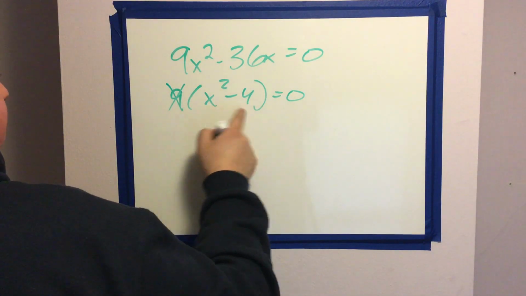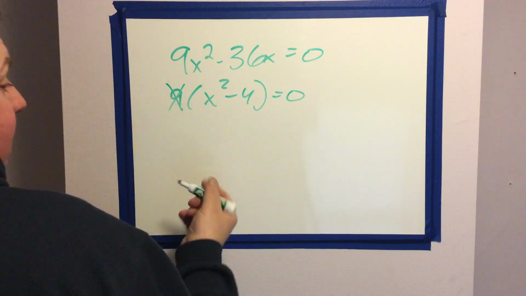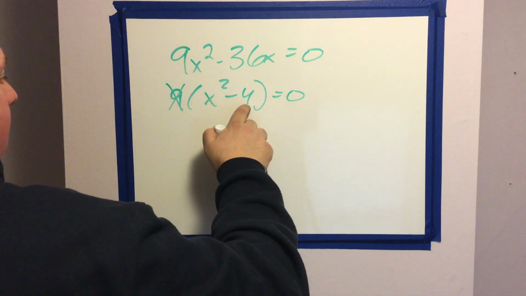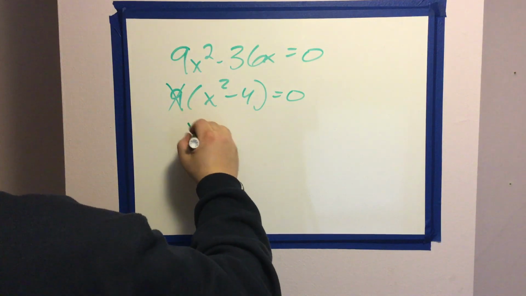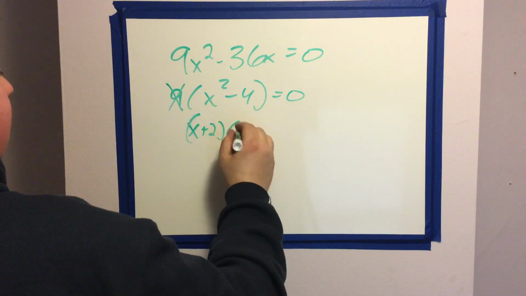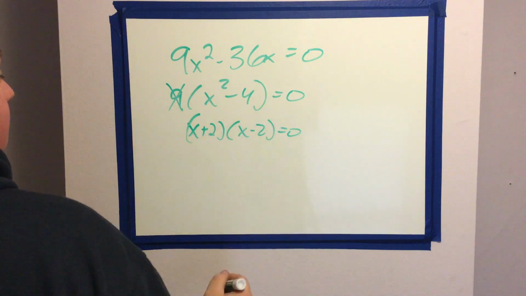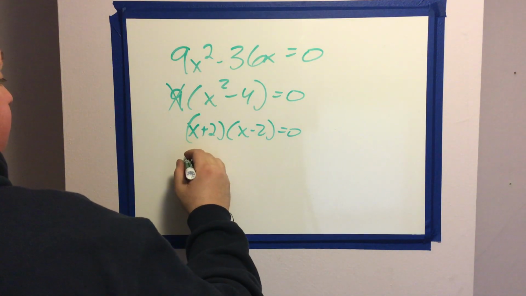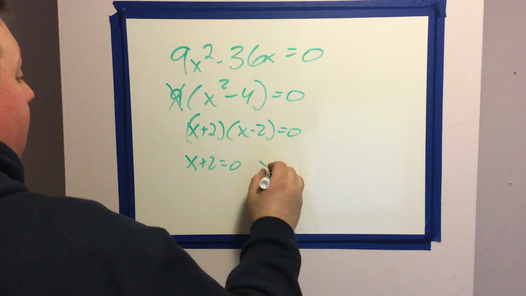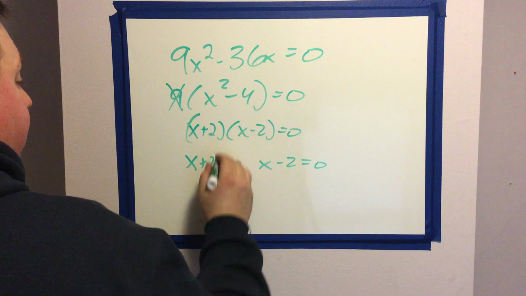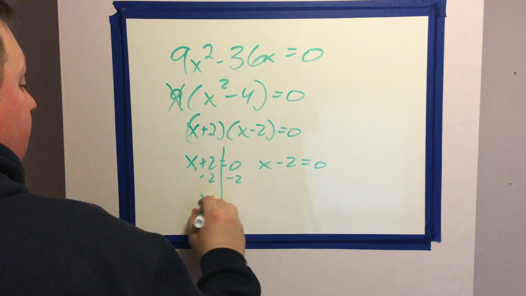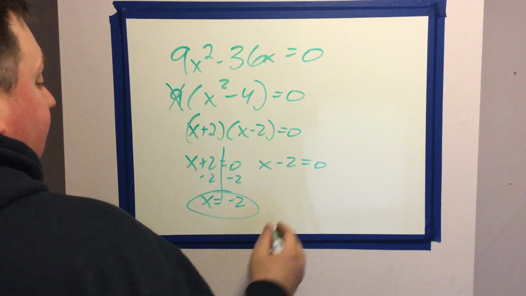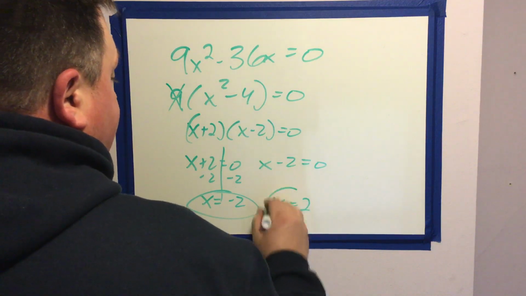So we are going to factor this out. Let's see if it's a difference of squares. Perfect square, difference. So it's going to be x plus 2 times x minus 2 equals 0. Then you have to set them equal to 0, so x plus 2 equals 0, x minus 2 equals 0. x equals negative 2, x equals positive 2.